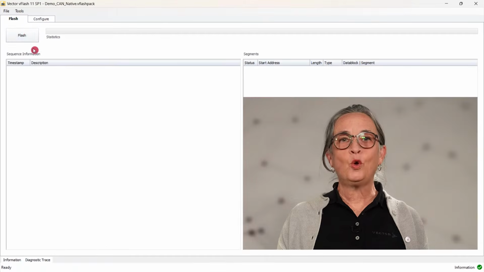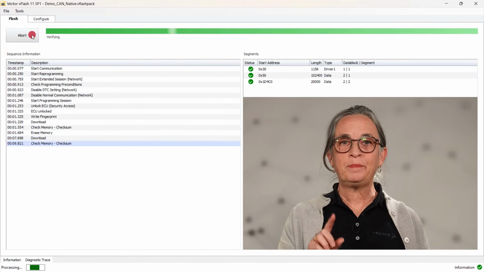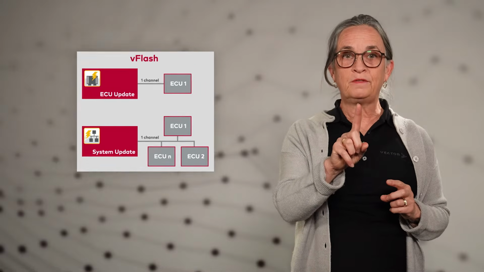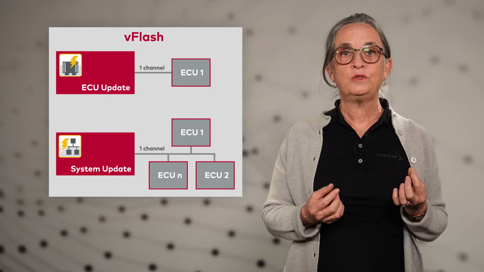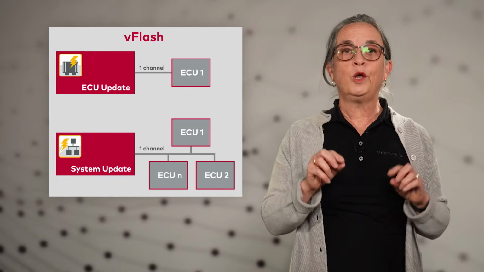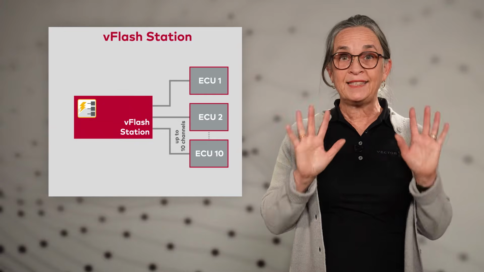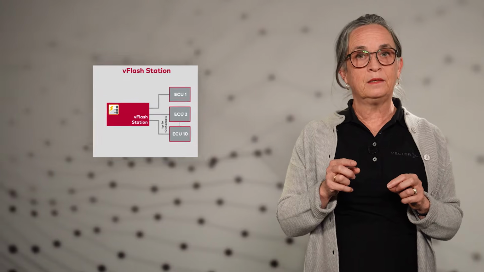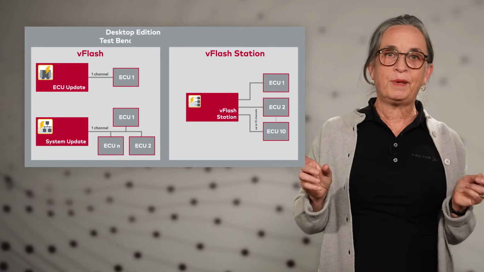vFlash is Vector's OEM independent and very easy to use tool for programming and updating ECUs via diagnostics. vFlash is available in 2 variants. The first variant is called simply vFlash and is used for updating single ECUs over 1 channel. With the second variant, called vFlash Station, you can update up to 10 ECUs in parallel, each over a separate channel. Each variant is available as Desktop Edition and Test Bench Edition.